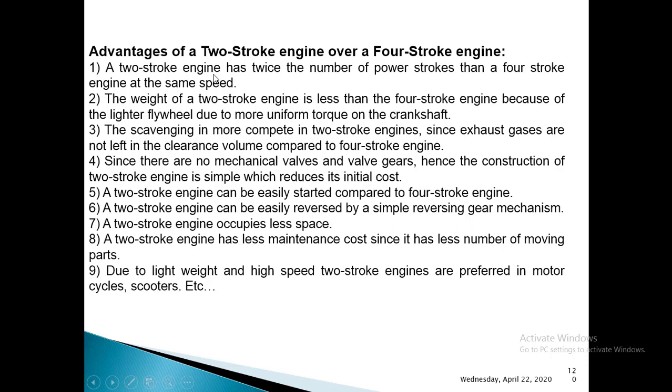A 2-stroke engine has twice the number of power strokes than a 4-stroke engine at the same speed. Weight of the 2-stroke is less because of a lighter flywheel. Scavenging is more complete in a 2-stroke engine. Since there are no mechanical valves and valve gears, construction is simple and reduces the initial cost. A 2-stroke engine can be easily started compared to a 4-stroke engine, and can easily be reversed with the help of a reverse gear mechanism. It occupies less space. It has less maintenance because it has fewer moving parts, and it will be used in some scooters and motorcycles. So these are all the advantages of 2-stroke engines over a 4-stroke engine.